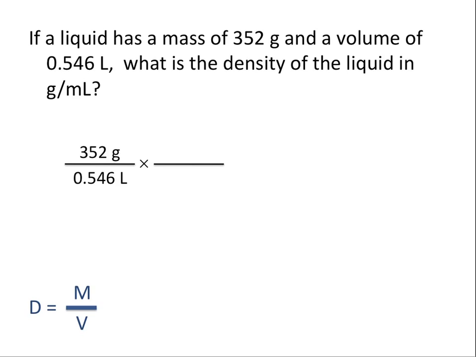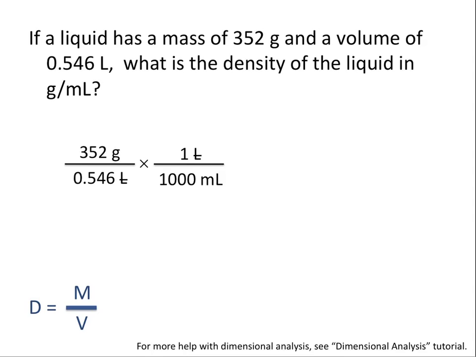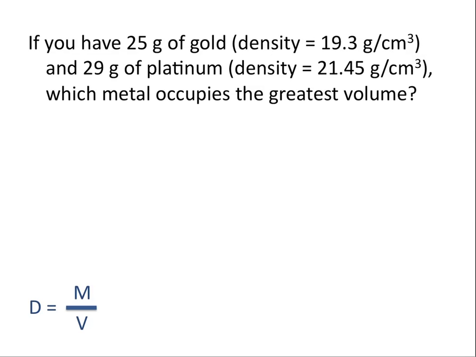We know that we need to use a conversion factor, and we'll know that we need units of liters on the top to cancel with units of liters on the bottom. We also know that 1 liter is equal to 1,000 milliliters. This allows us to cancel out units of liters, leaving us in units of grams per milliliter, which is what the question is asking us for. When we plug the numbers into our calculator, we find that the density of the liquid is 0.645 grams per milliliter. What if we're given the density of an object and asked to find either the mass or volume?